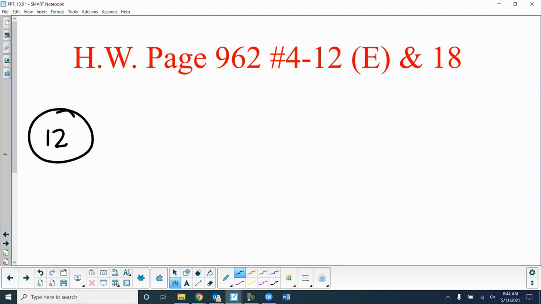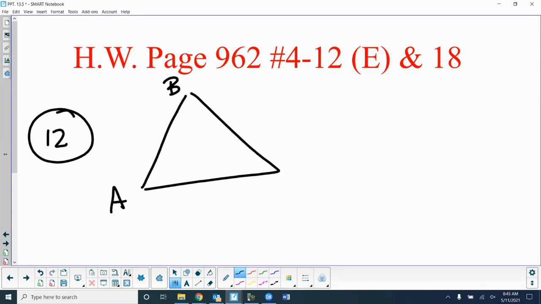Number 12. So we got A, B, C. Again, it doesn't matter where you put those. But side A is opposite angle A. That was 8. And side B is opposite angle B, which was 9. And they gave us angle A was 35. So we got an angle and 2 sides, side side angle, right?